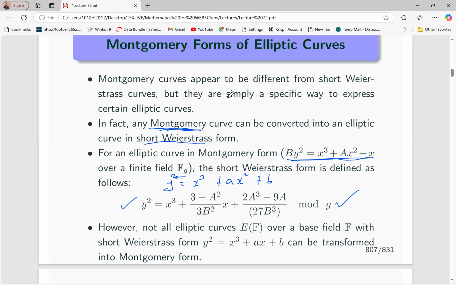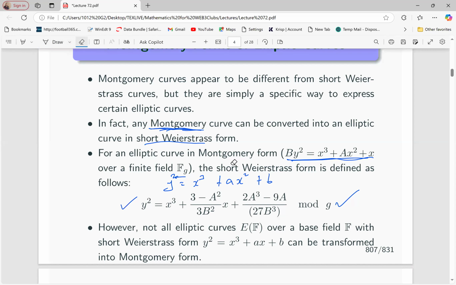Plus b. Ax plus b. That is the short Weierstrass form. It's supposed to be this way, not x squared.